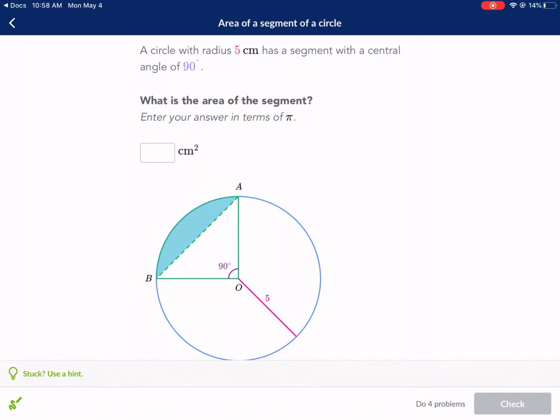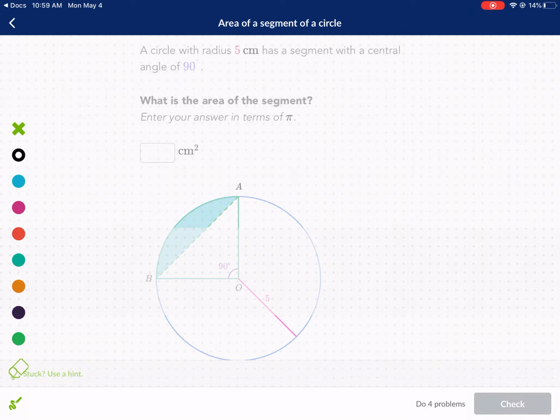Today we're going to be doing a Khan Academy tutorial on area of a segment of a circle. To understand what a segment of a circle is, you really have to understand a couple different concepts. This is a really tricky concept because it includes a lot of information from other sections. So let's try to break it down right now.